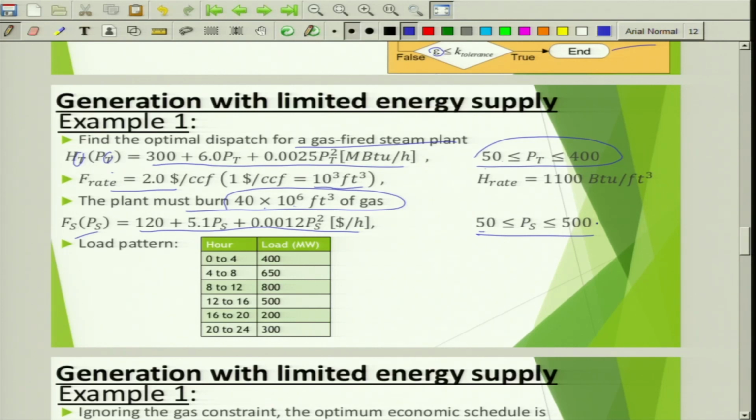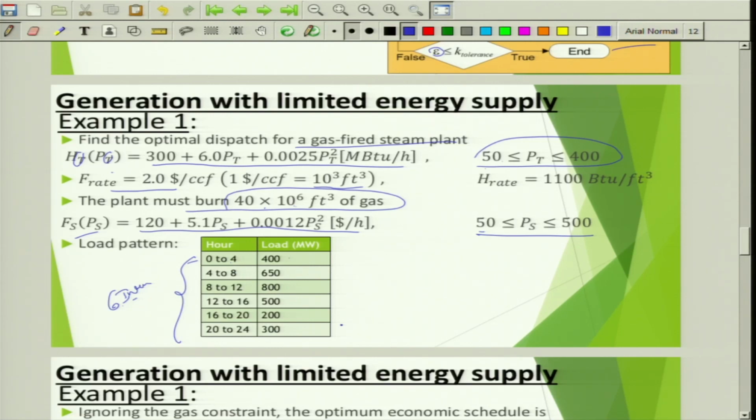The load pattern is given from 0 to 4 hours, that means there are 6 intervals you see here, and each interval has 4 hours. So let us put together a 24-hour duration. From 0 to 4 hours, the load to be met is 400, and so on and so forth. So this list has been given to you.